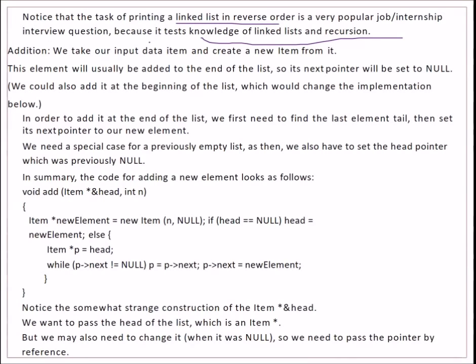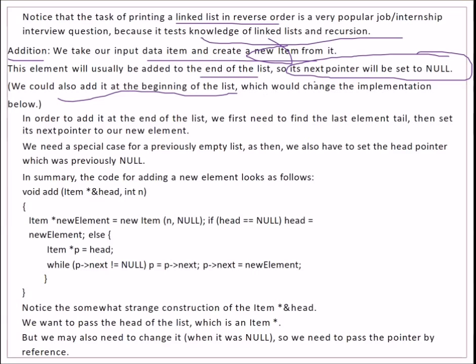Then, as we are done with traversing, let us talk about addition. We want to add a value or add a node to our linked list. So we take our input data item and create a new item from it. This element will usually be added to the end of the list. So its next pointer will be null, because it will be kept at the rear of the linked list. We can also add it at the beginning of the list, which would change the implementation somewhat.